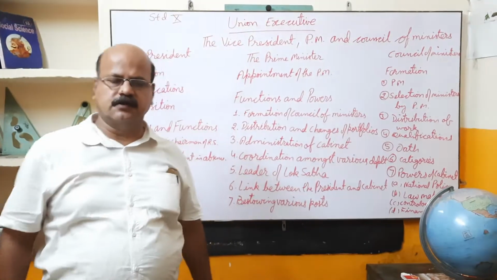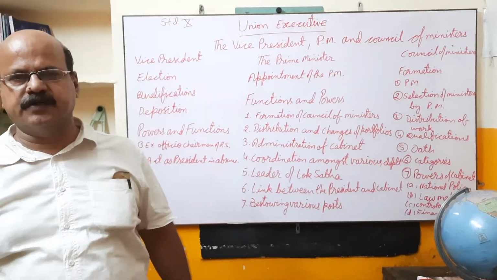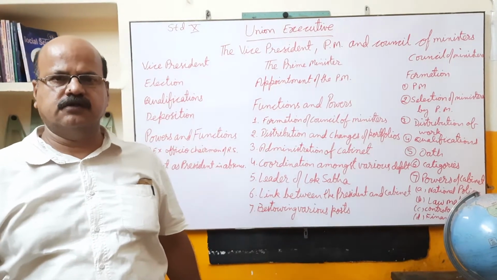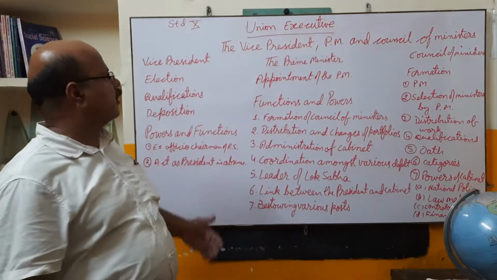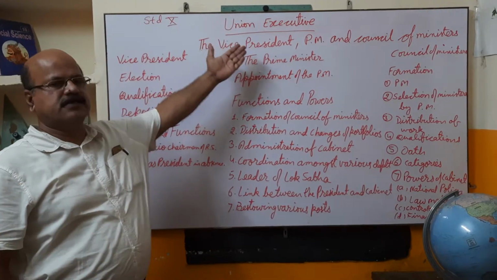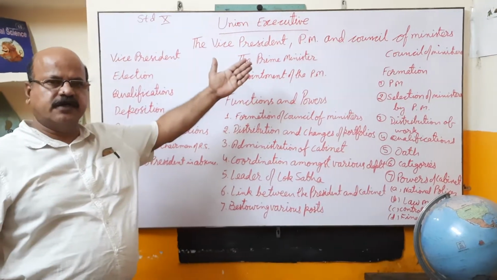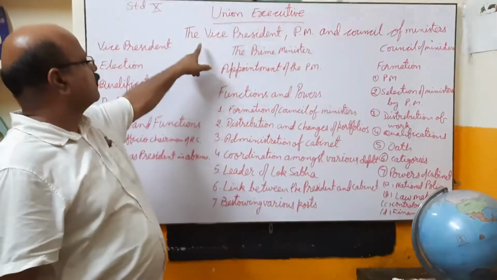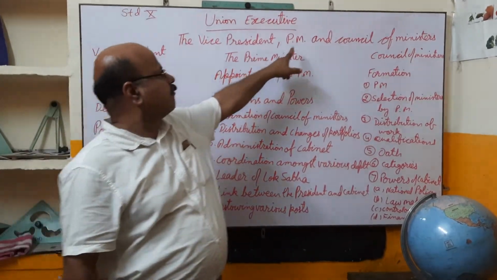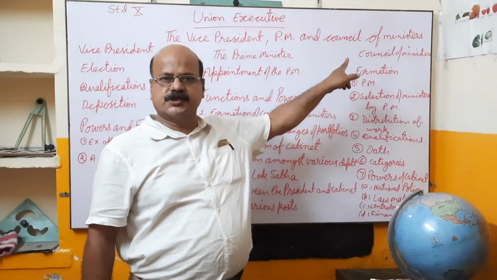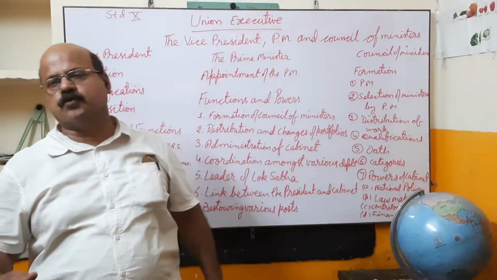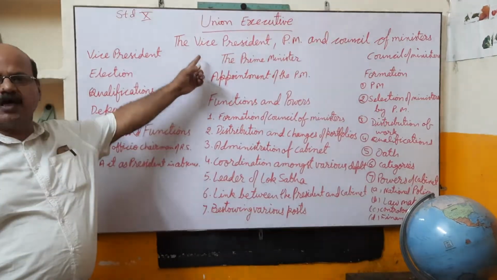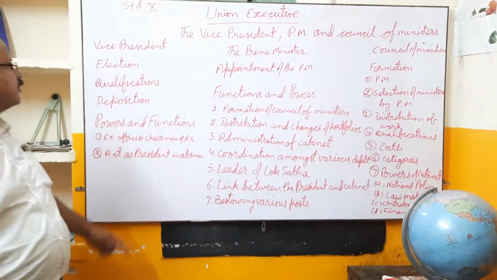Dear students, in the last class we studied about the president, his election, powers, and devolution. Today we'll study the union executive, and after the president, the other members of the union executive: the vice president, prime minister, and council of ministers. These are also part of the union executive. So we start with the vice president.